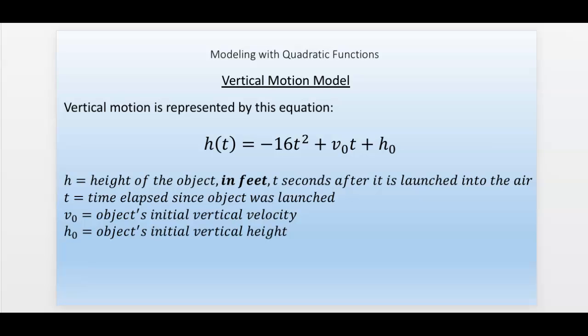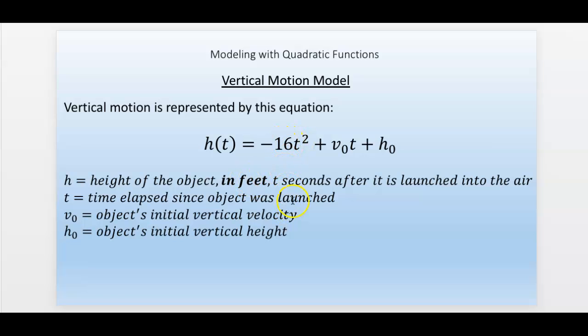All right, the second type of problem we're going to look at is vertical motion. Guys, the vertical motion equation we'll be using is this one right here. We have a negative 16 in front. That's because we're going to be measuring all our vertical motion problems in feet per second. Okay, so that's why we have 16 in front. If we were measuring this in meters or something, it would be different.